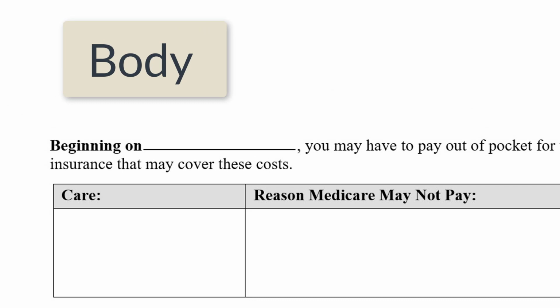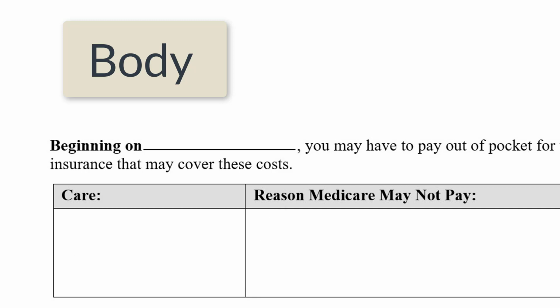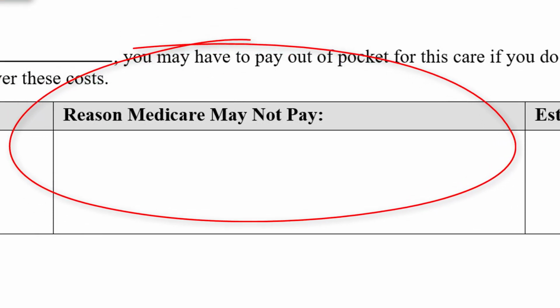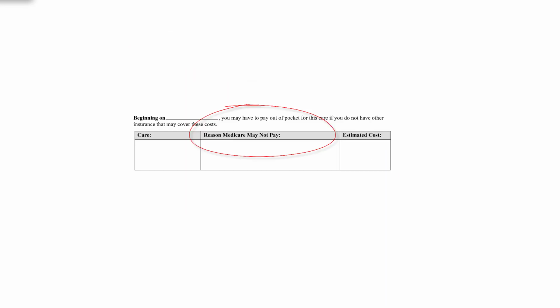For example, it is not acceptable to write "care" only to describe what may not be covered by Medicare. A description that would be acceptable describes the exact service that may not be covered. So, for example, an acceptable description in the care section might be "inpatient stay at this facility." Write the description of the care in plain language that the beneficiary can understand. Remember to provide clear reasons why you believe the service may not be eligible for Medicare coverage.